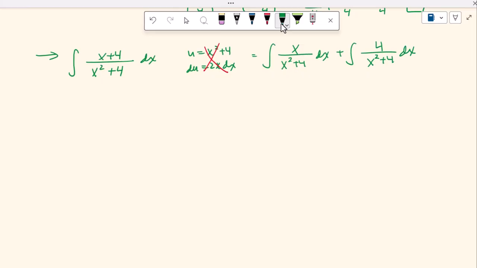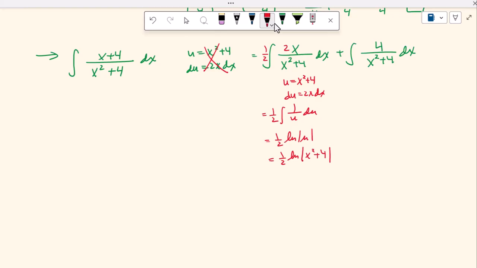And so now I have 2 different integrals and I have 2 different techniques to use. So here I'll use that u substitution I was just looking at. So I'll multiply by 2 on the inside, compensate with the 1/2 on the outside for this one. And this will look like 1/2 integral 1 over u du, which integrates into natural log absolute value of u, and u was x squared plus 4.